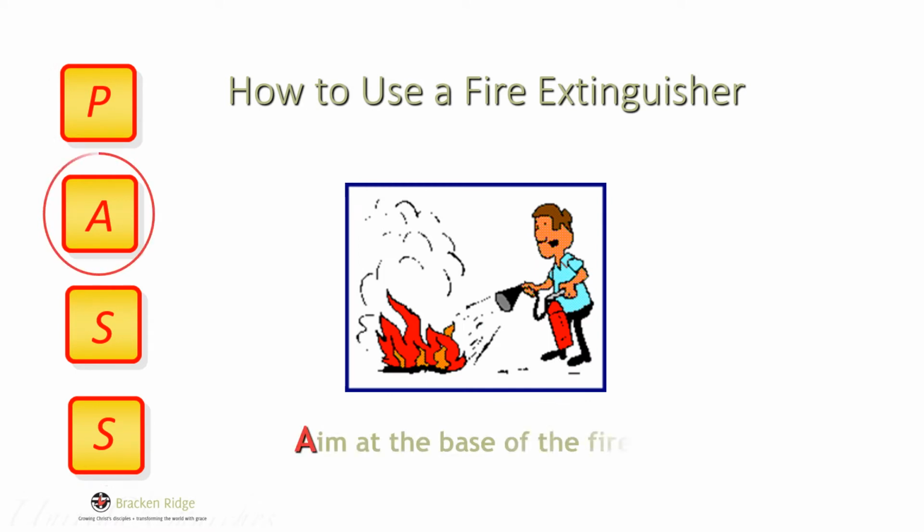Aim the nozzle. Before approaching the fire, it is a good idea to test the extinguisher first. Once this has been done, aim the nozzle at the base of the fire. By doing so, you will hit the fuel source. If you aim at the flames, the powder will fly right through the fire and have little or no effect at all.